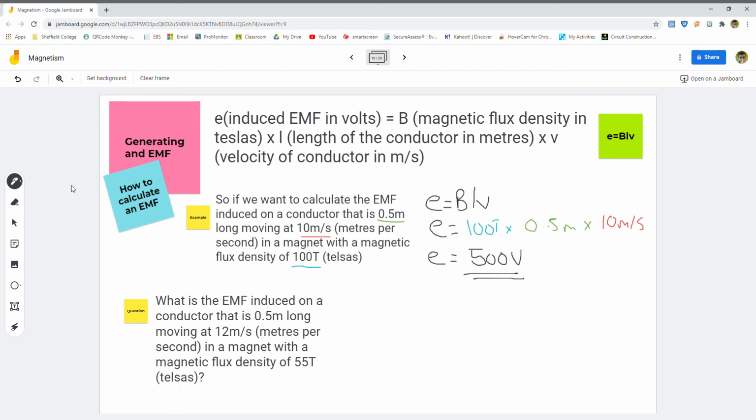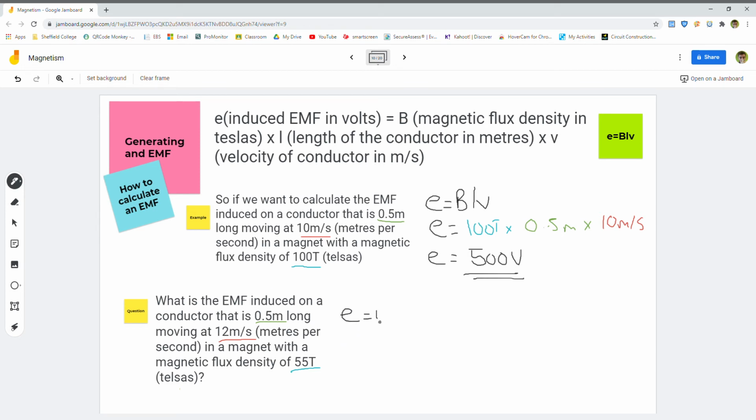Okay then, so let's do the same with the next one. Obviously if you want to, stop the video now, answer this question, and then restart the video to make sure you've got the right answer. Okay then, so let's just label everything up. We've got our Teslas here as 55, our length, which is 0.5, and our velocity, which is 12 meters per second. So let's work out this calculation.